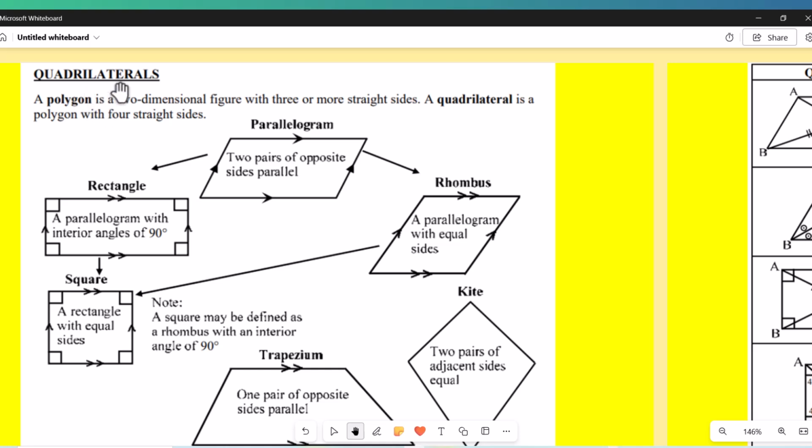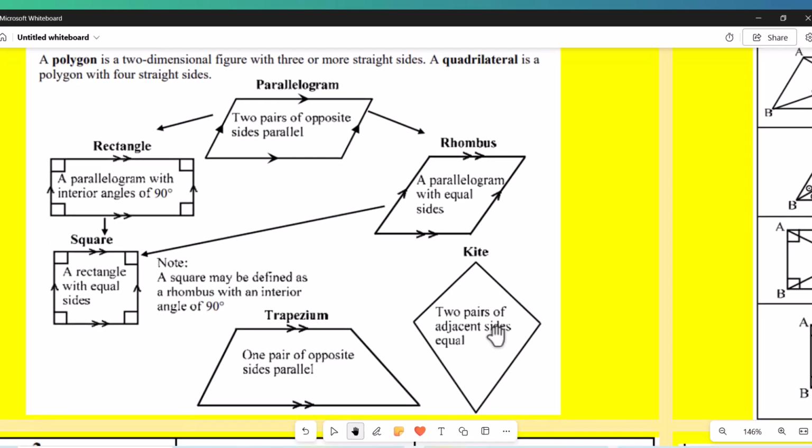So what's a quadrilateral here? A polygon is a two-dimensional figure with three or more straight sides. So a quadrilateral is a polygon with four straight sides. Are we together, guys? So we can have a rectangle. You see my rectangle here? We can have a square, a parallelogram, a rhombus, and we have a kite, then the trapezium.